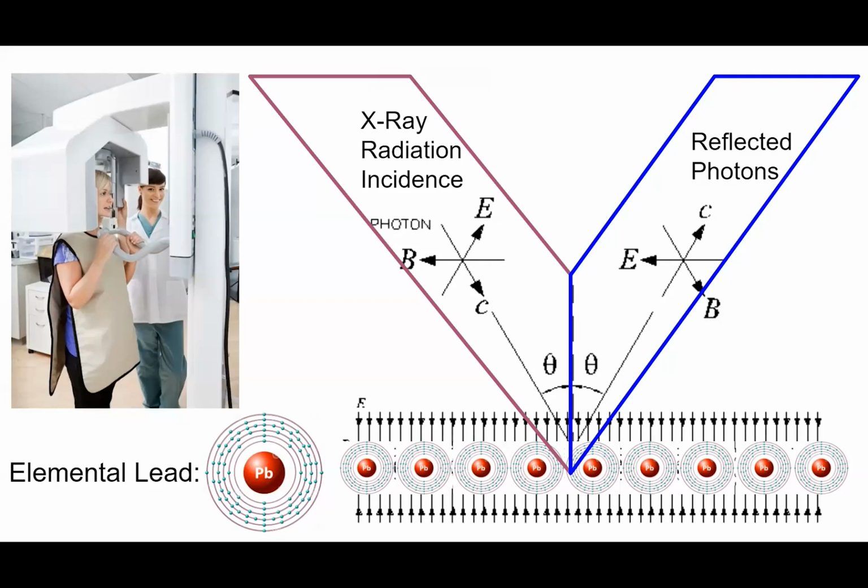And using this knowledge, modern medicine now utilizes lead sheets to protect parts of the body that are not being scanned. Lead's conductivity in solid structure enables its free electrons to redirect and diffuse radiative energy.